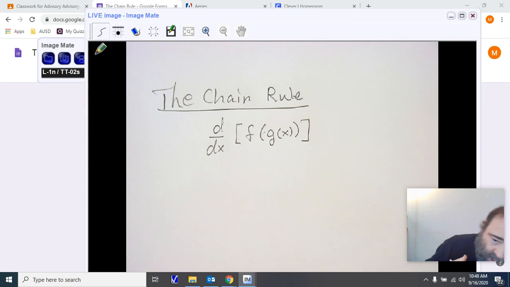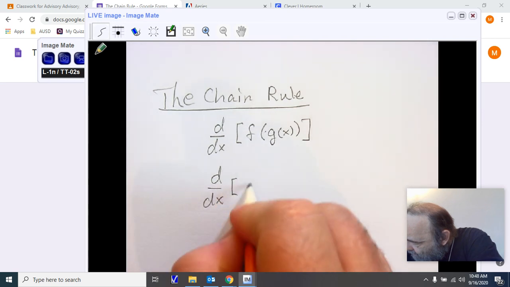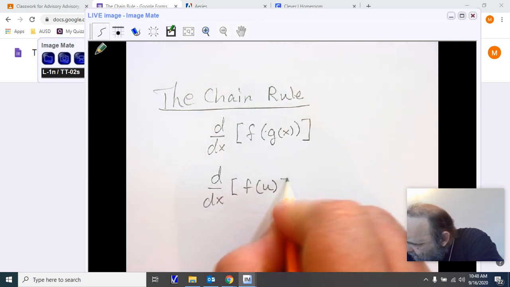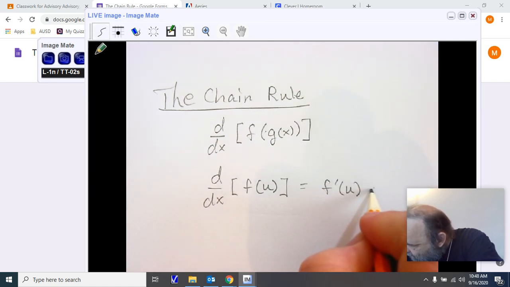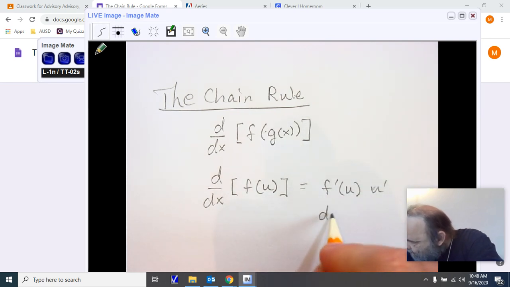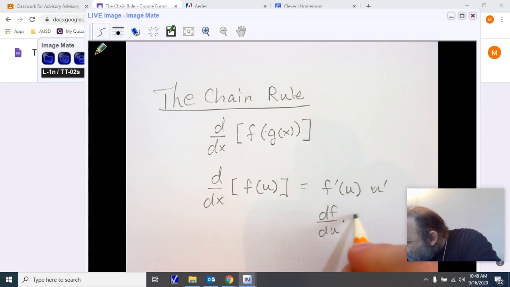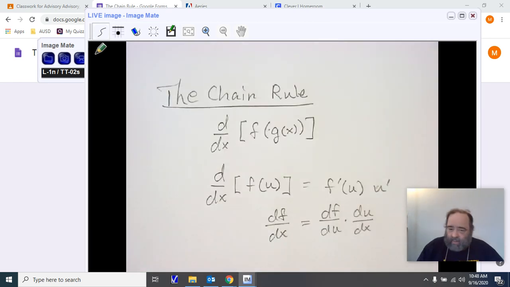Okay? If we were to take a look at this, we'd probably look at it as d/dx of f of u, which we would end up getting f prime of u and then u prime. And this actually comes out as df/du times du/dx. And this gives us df of x/dx. So be aware that we're actually dealing with a conversion of units.